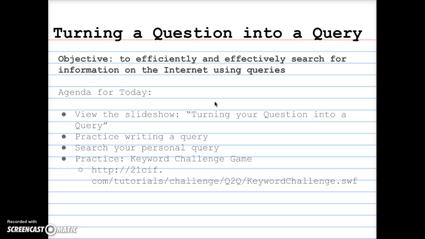Next, we're going to practice writing a query using the questions that you brought with you today. Third, you're going to search your personal query to see how successful you were. And lastly, we will practice identifying keywords through a challenge game.